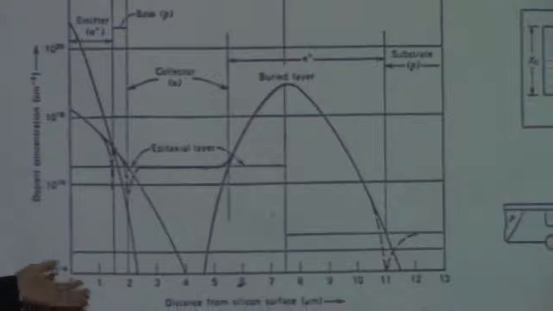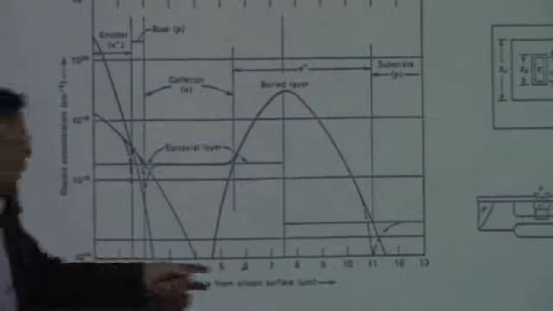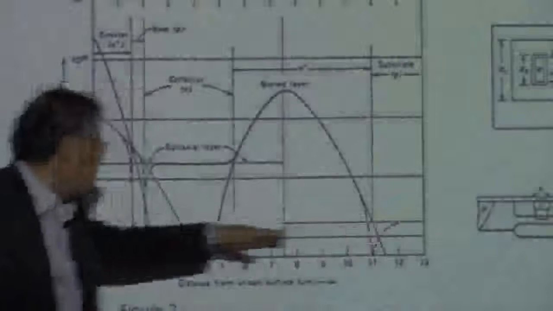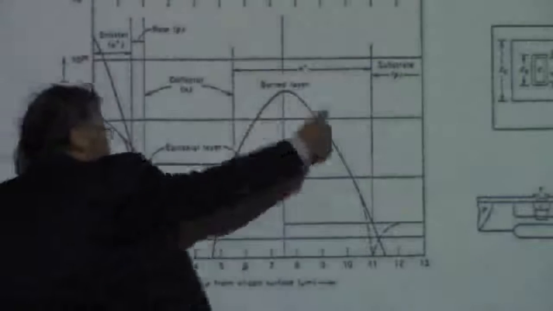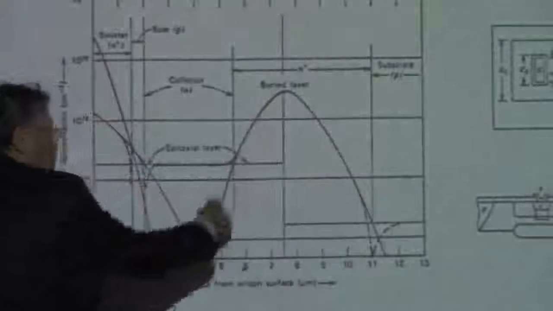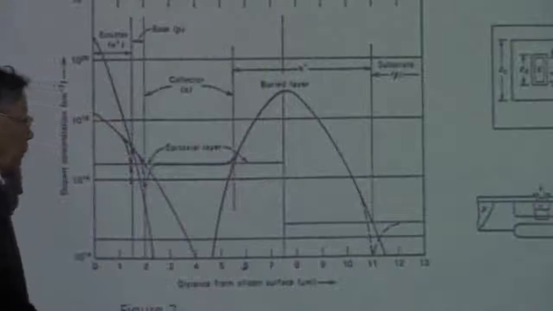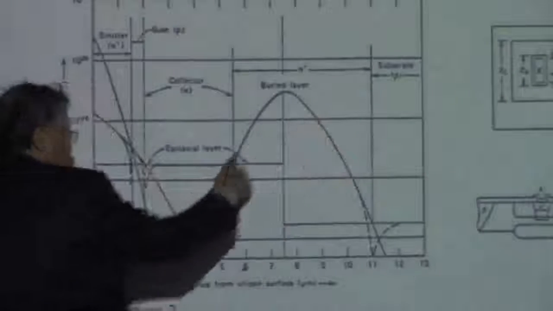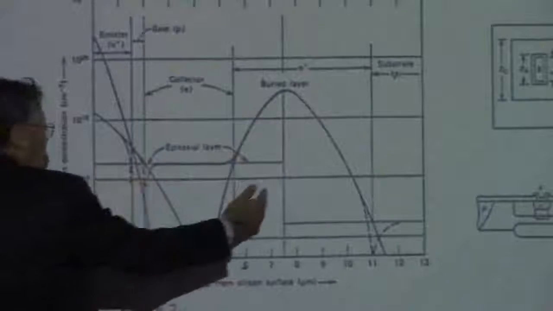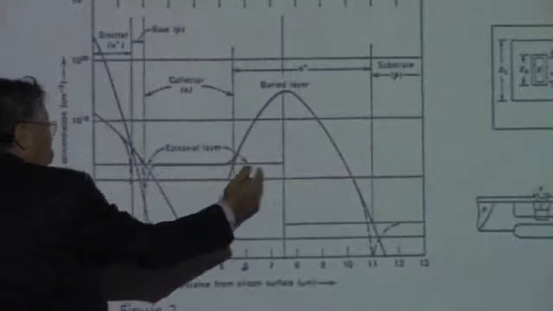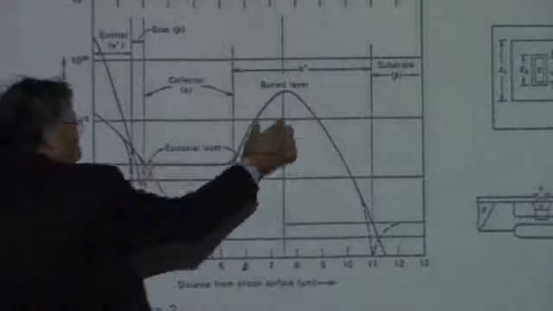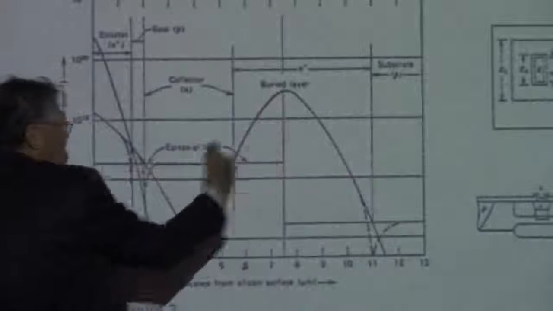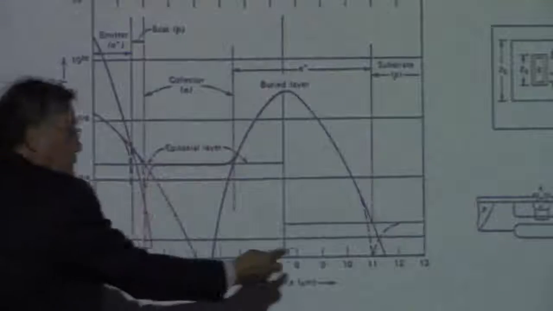a SIMS profile of the dopants, then the substrate has a constant doping level, and then the concentration of the dopants for the buried layer is going to go like this, right? And then you are going to grow an epitaxial layer on top of this, so that actually this part has been out-diffused from the buried layer.